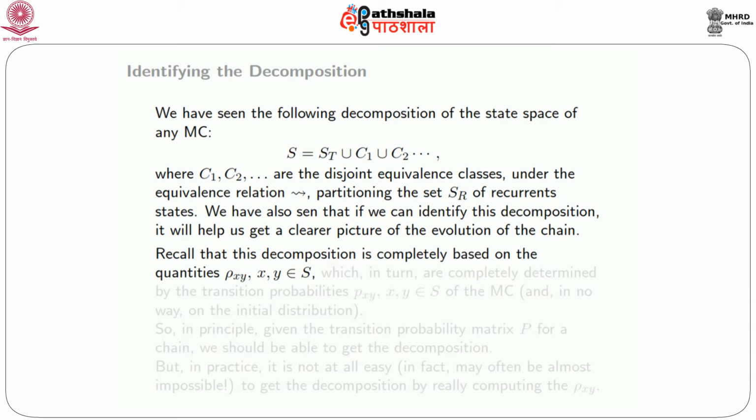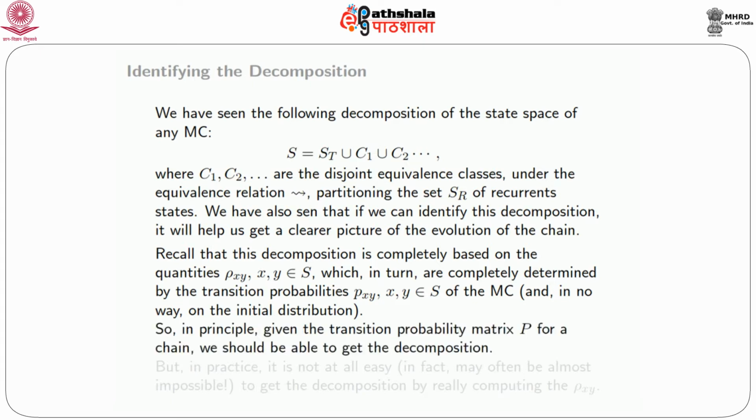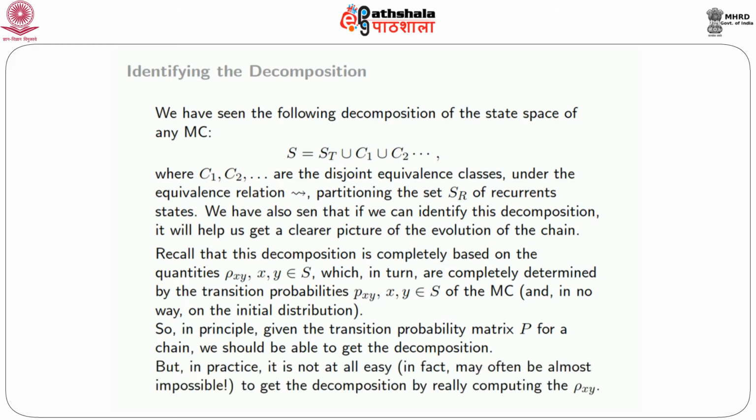Recall that this decomposition is completely based on the quantities rho xy, because that gives us the binary relation of leading to, and from that we get the decomposition C1, C2, etc. But these rho xy's are in turn completely determined by the transition probabilities pxy of the Markov chain. So at least in principle, if one knows the transition probabilities, then one knows the rho xy's. Given the transition matrix for a chain, we should be able to get the decomposition. But in practice, it's not at all easy. In fact, it may often be almost impossible.